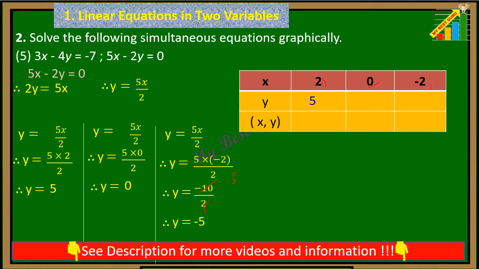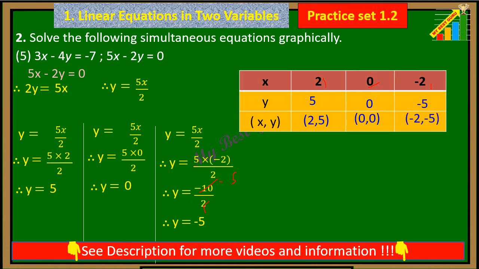Now as you put the value of x as 2, you will get the value of y as 5. So the coordinates are 2 comma 5. When you put 0, you will get the value of y as 0. So the coordinates are 0 comma 0. And when you put minus 2, you will get the value of y as minus 5. So the coordinates are minus 2 comma minus 5.